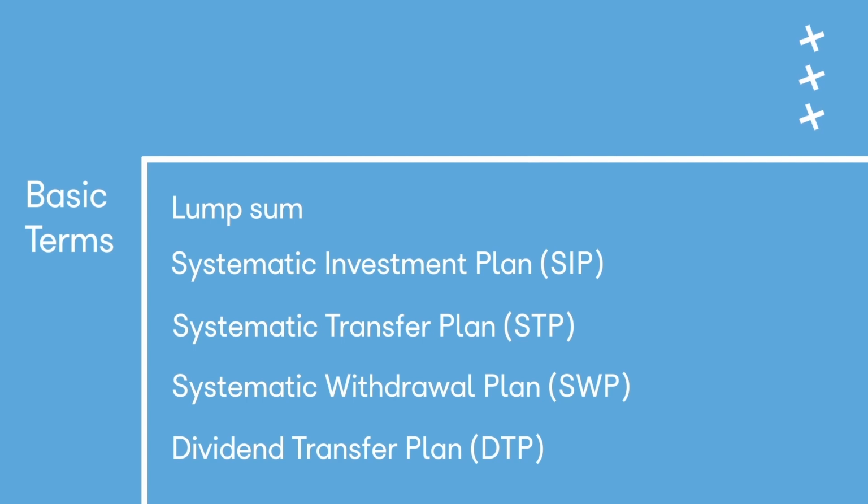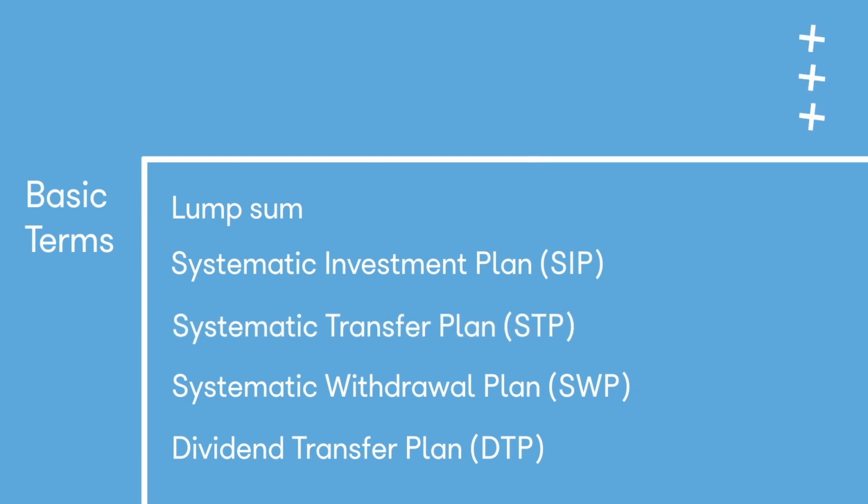Let us study some more basic terms. Lump sum. Lump sum is for a single transaction. It is usually used for one-time investing in mutual fund schemes. The minimum investment amount differs from scheme to scheme. SIP, or the Systematic Investment Plan. It is a popular investment method which allows you to invest periodically. The period can be daily, weekly, fortnightly, monthly, or even quarterly. It is very suitable as you can manage the market fluctuations very well.